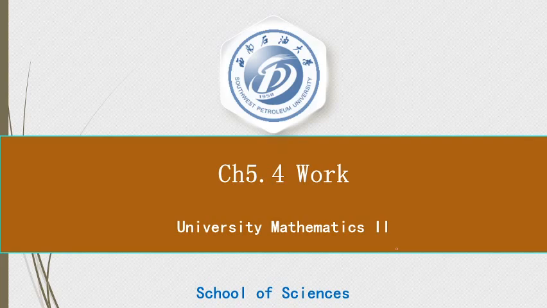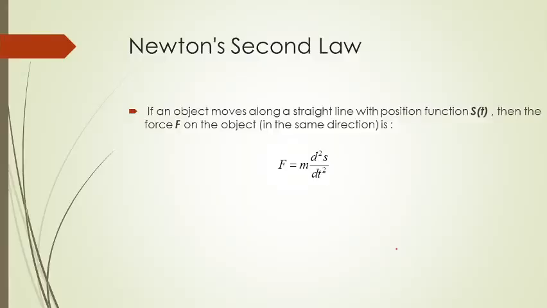Work. And I think most of you already understand what work is in physics, right? So according to Newton's second law, let's check the scenario. If an object moves along a straight line with position function s(t), right? We are familiar with the position function s(t). Then the force F on the object, we assume it's in the same direction, and according to Newton's second law, the force will be ma, right? Force equals ma.